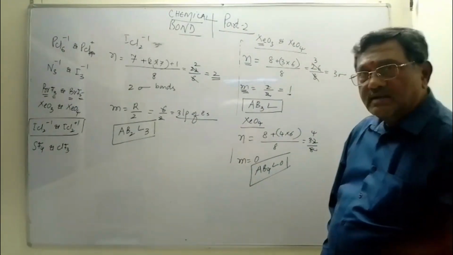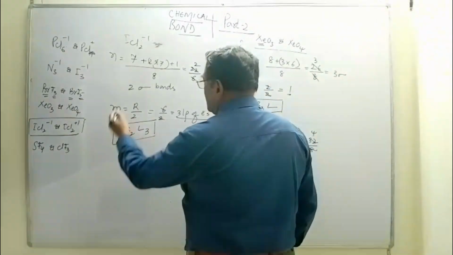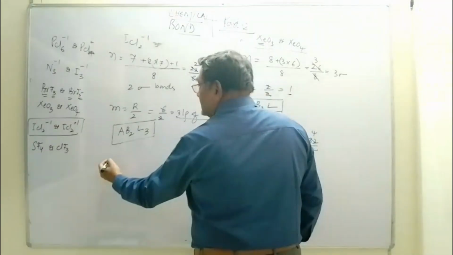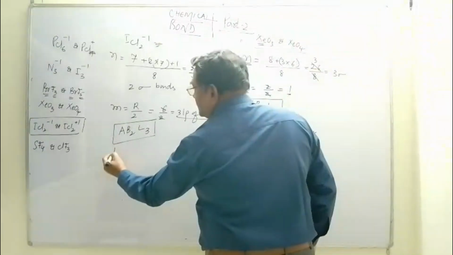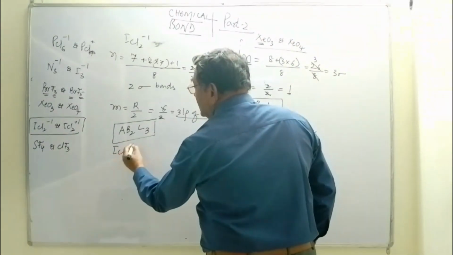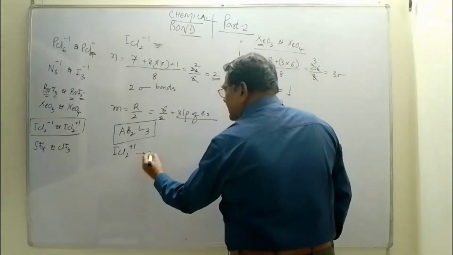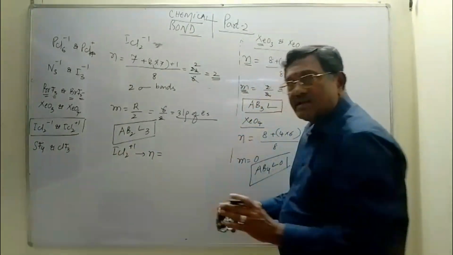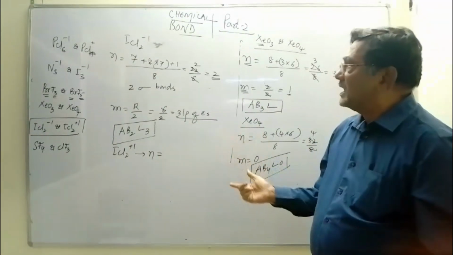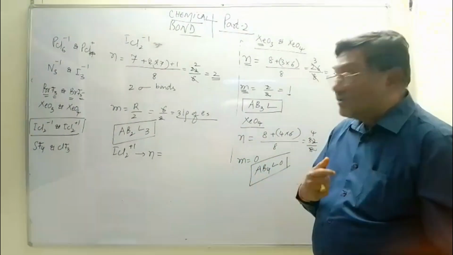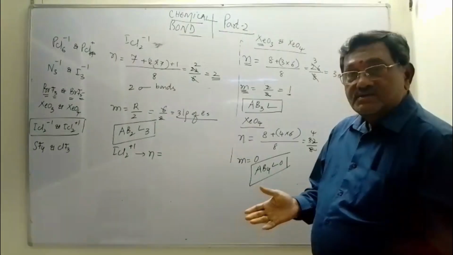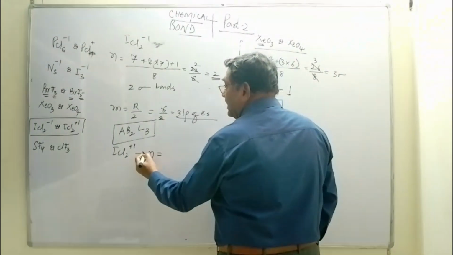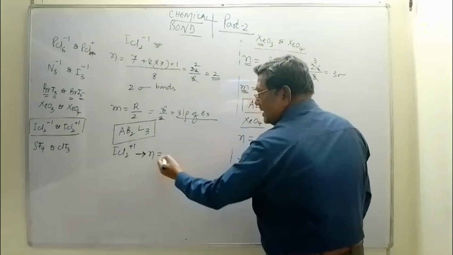Don't worry, that also has a very simple trick. Next, we are going to do ICl2 plus. How can you find out, children? So many examples I have done because you should be able to answer in the exam within no time by using this formula. And also you can predict its geometry as well as shape without any ambiguity by doing the next phase of the class here.